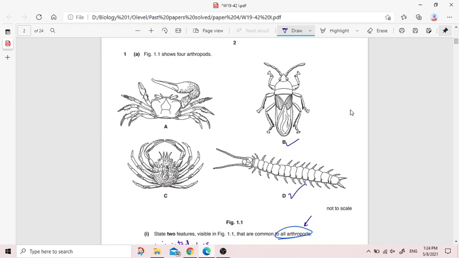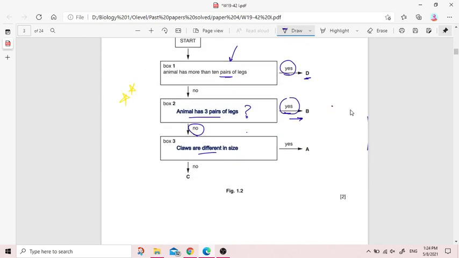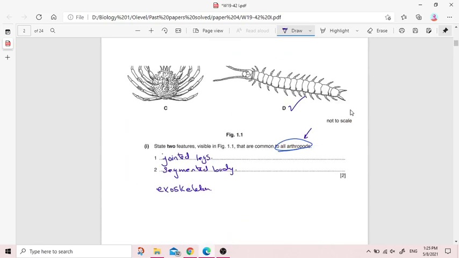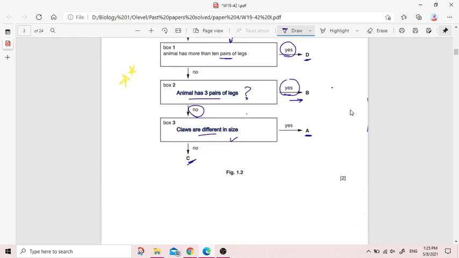okay. يبقى ممكن أقول animal has 3 pairs of legs أو animal has wings. هنا في wings هنا مفيش wings. okay. if no بقى I need another sentence to differentiate A from C. ايه اللي بيdifferentiate A from C؟ هنا مثلا claws are different in size. يبقى are the claws different in size? If yes then it is animal A. If no it is animal C. يبقى دايما the sentences written here should differentiate between organisms.